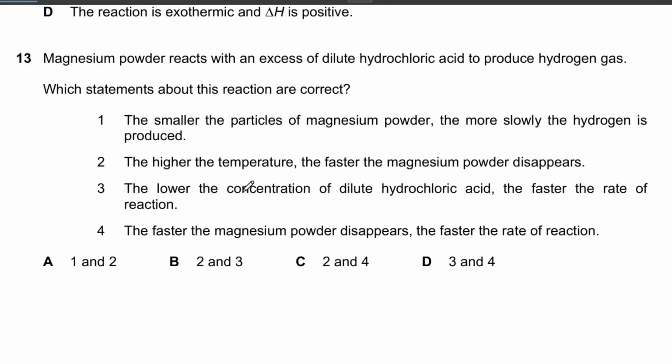3. The lower the concentration of dilute hydrochloric acid, the faster the rate of reaction. That is wrong. The lower the concentration, the slower the rate of reaction. 4. The faster the magnesium powder disappears, the faster the rate of reaction. That is correct. So 2 and 4 are correct. That means our answer is C, 2 and 4.